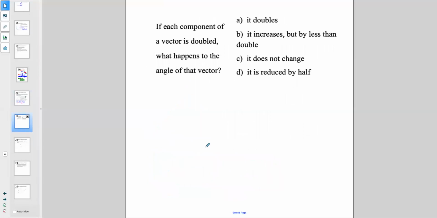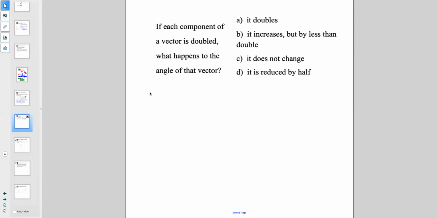Okay, let's take a look at this example. If each component of a vector is doubled, how many components does it have? Two components, one along x, one along y, right? If each component of a vector is doubled, what happens to the angle of that vector? Does it double, increase by less than double, not change, or reduce by half? So let's take a look real time. We don't want to guess. Some of you might know the answer, but let's play with this.